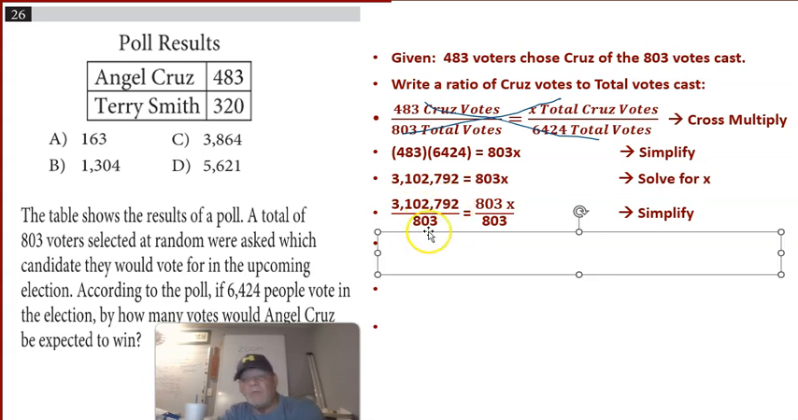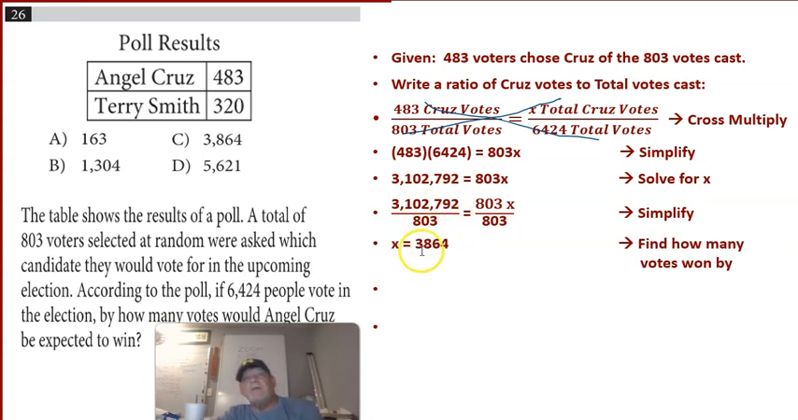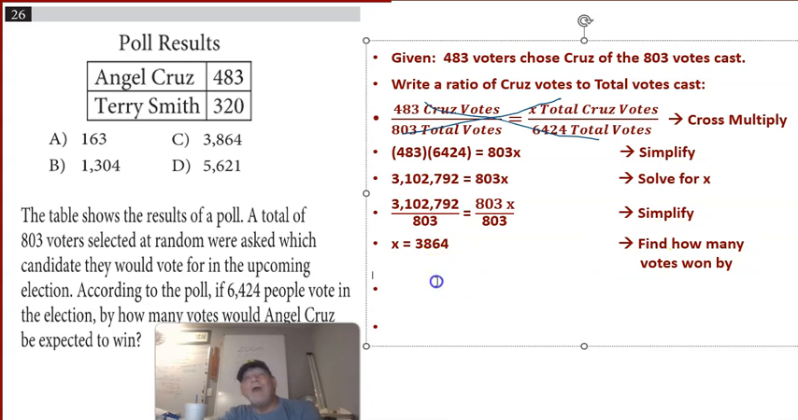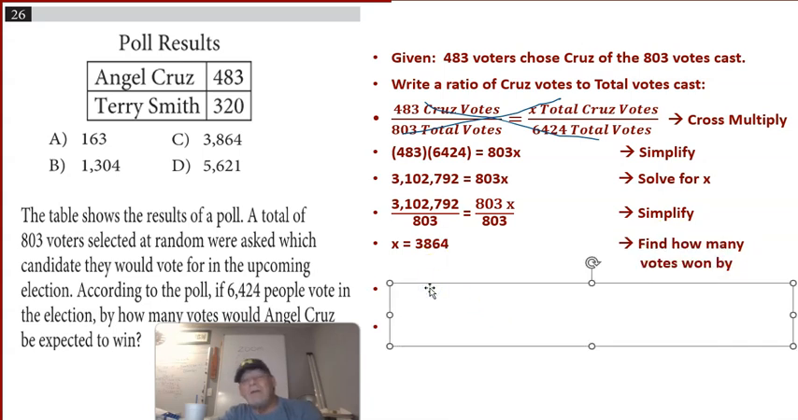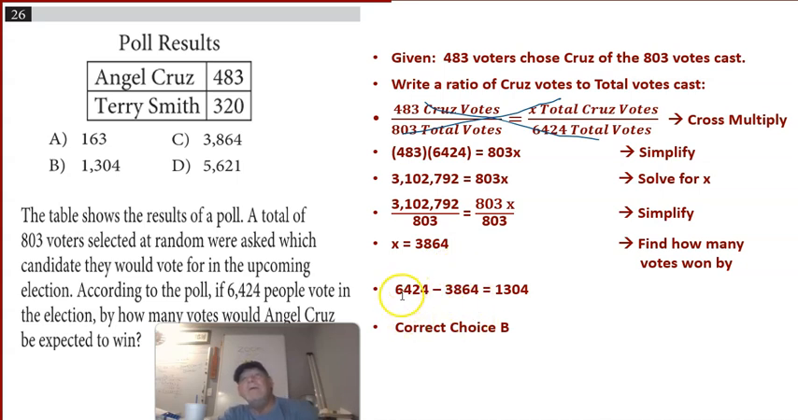3,102,792 divided by 803 equals 3,864. But now I need to find out how many votes they won by. So I have to subtract. And what do I subtract? I subtract 6,424 minus 3,864, because there were 6,424 votes, and we knew that's how many they got. So by 1,304 votes, which is choice B. Hopefully you were able to get that one right.